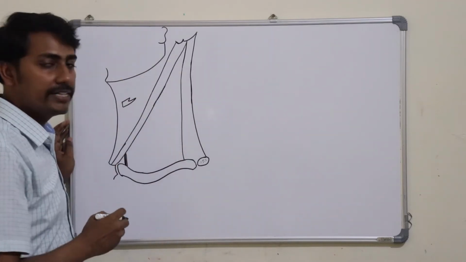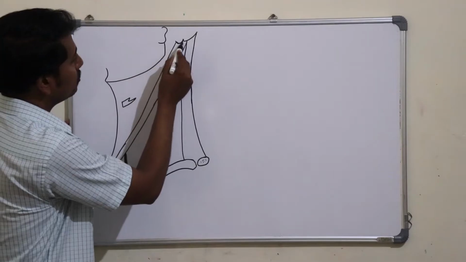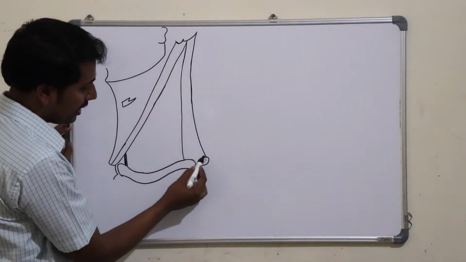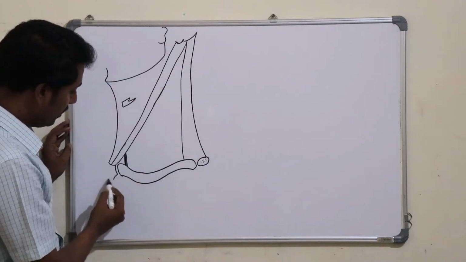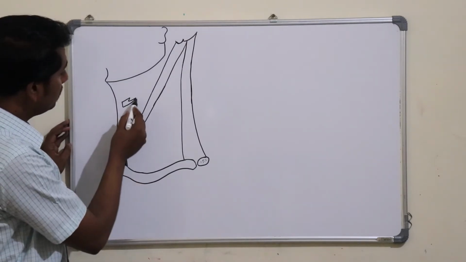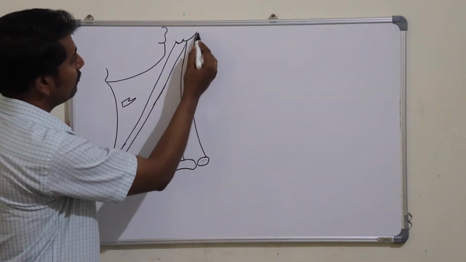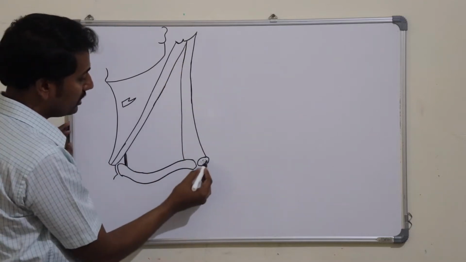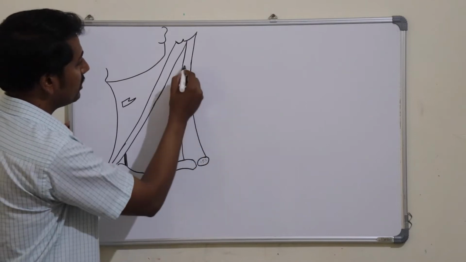This diagram is the lateral view of the neck showing the mandible, the mastoid process, the superior nuchal line, the acromion process, the clavicle and the manubrium sterni. This is the hyoid bone. Here we can see a muscle which is extending from the lateral part of the superior nuchal line to the acromion process and lateral part of the clavicle. This muscle is the trapezius muscle.